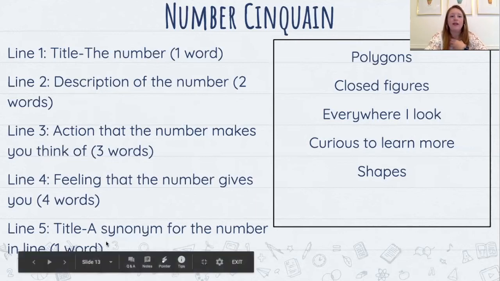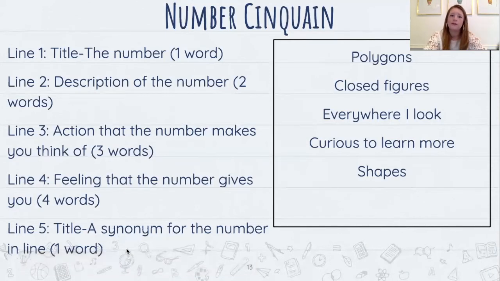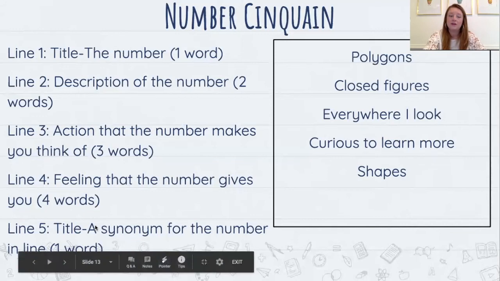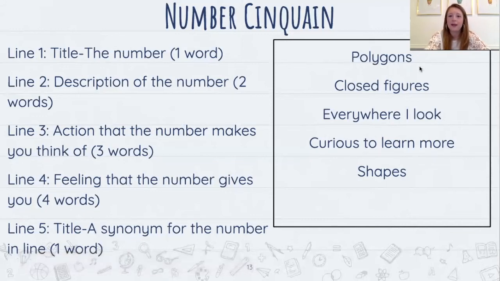And then finally, in our last line, we're going to repeat the title, but we're going to use a synonym. And a synonym is a word that has the same meaning, but it's different. It's not the same. So here's my example. My first line was polygons. That was the topic I picked. Then I wrote a description. So I said closed figures.